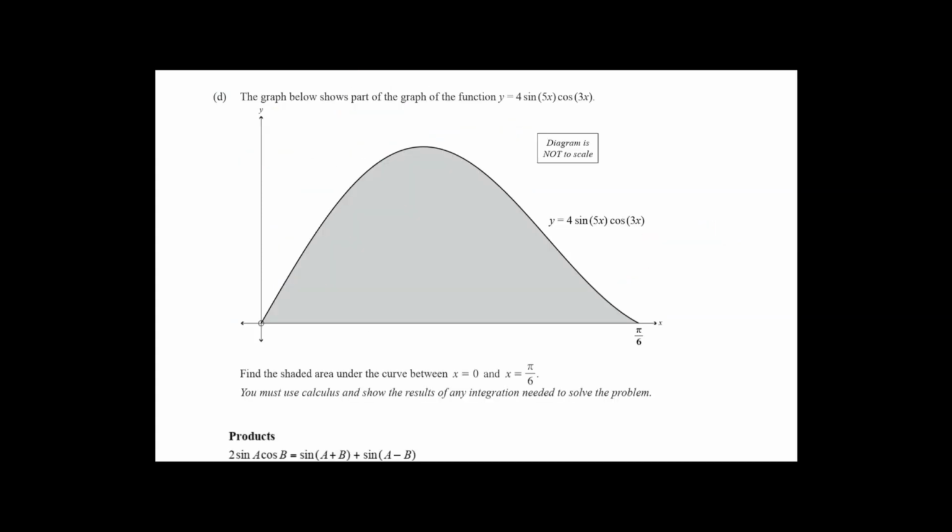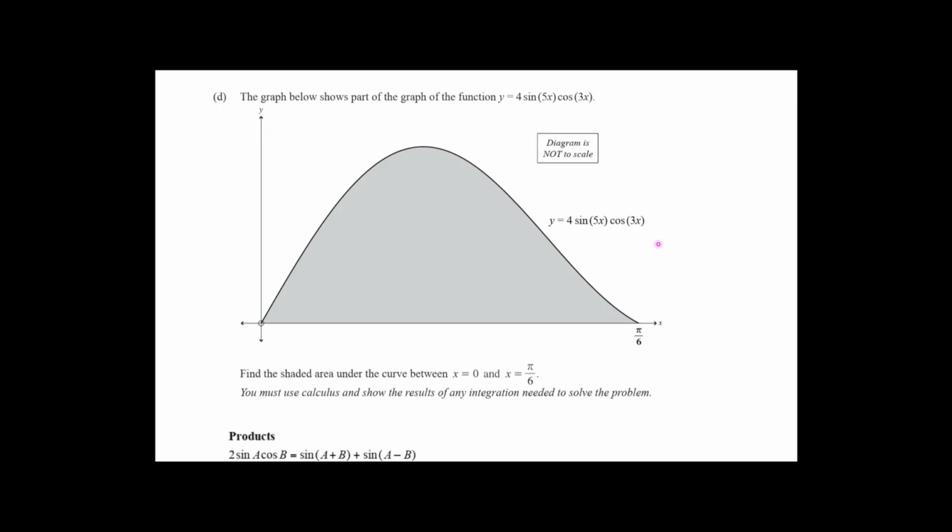On to question D. This one is quite an involved one. We're shown a curve here, and the area under the curve is what we want to work out. They give us this function. The function is this beast here, and it is from 0 to pi over 6. And they want us to find the area under the curve. It's sine 5x times cos 3x times 4.